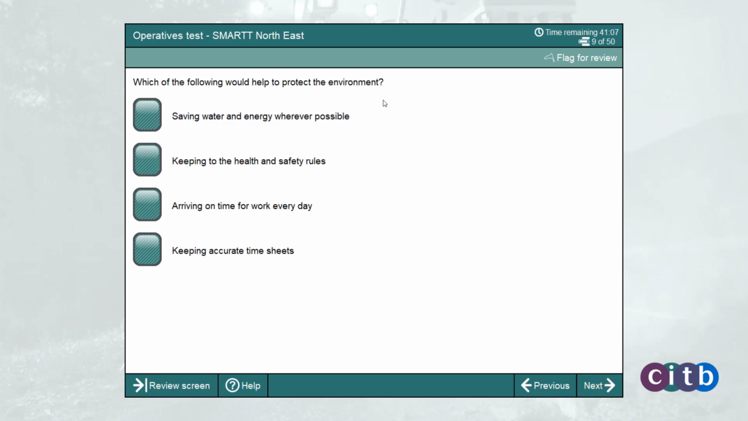Which of the following would help to protect the environment? Saving water and energy wherever possible. Keeping to the health and safety rules. Arriving on time for work every day. Keeping accurate timesheets.